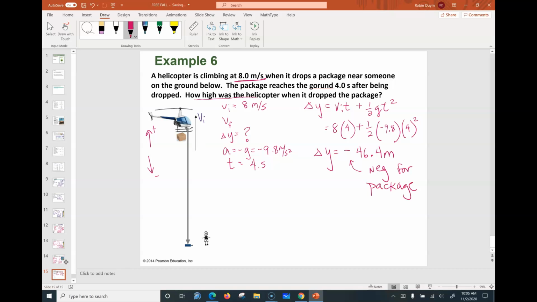But what's the question actually asking you? It's asking you how high the helicopter was when it dropped the package. So if the package went down negative 46.4, the actual answer to the problem is that the helicopter was 46.4 meters above the ground.